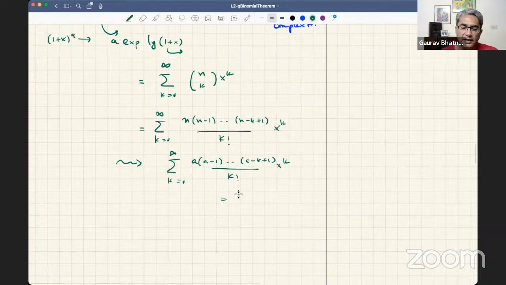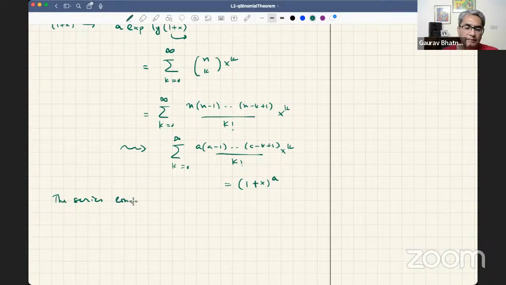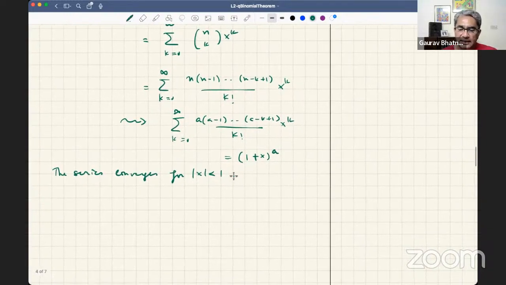So this should be equal to (1 plus x) raised to the power a. So this makes sense. The series converges for absolute value of x less than 1. And in fact, that is Newton's result. So what I will do is outline a proof using calculus in the exercises.